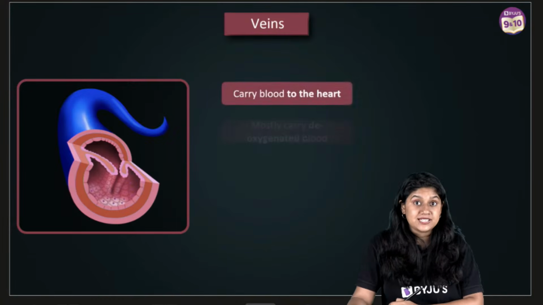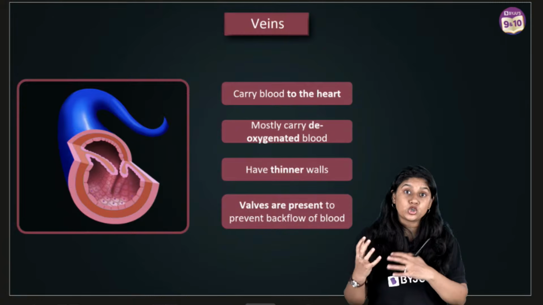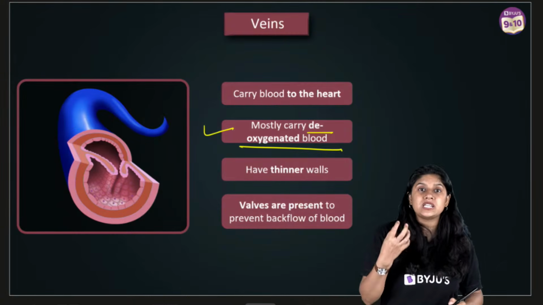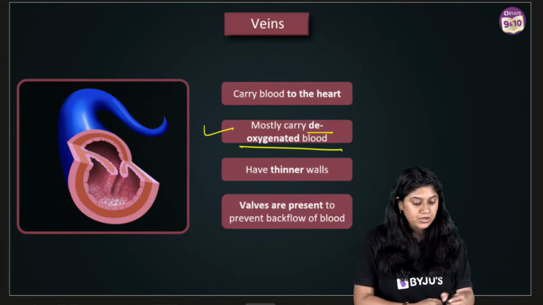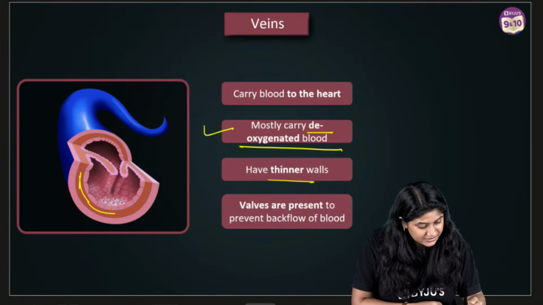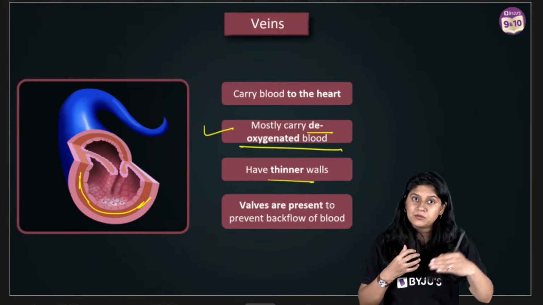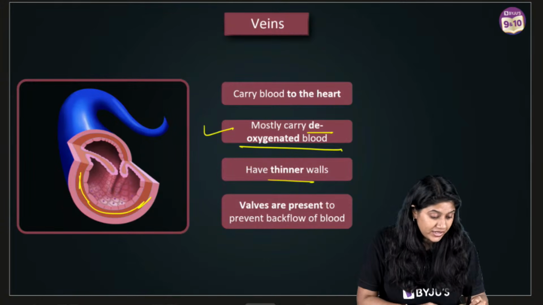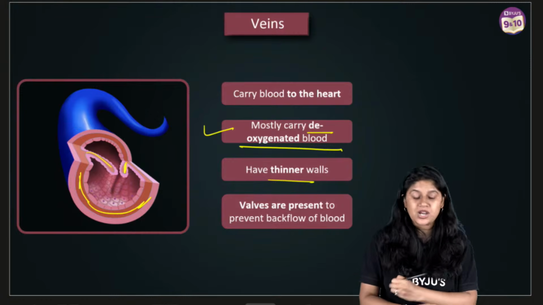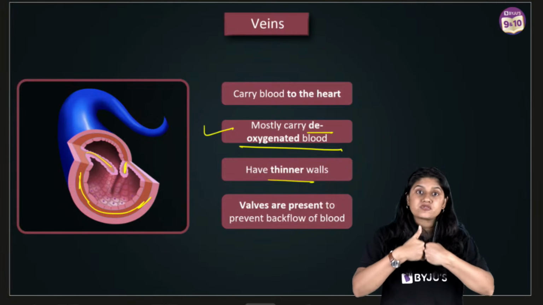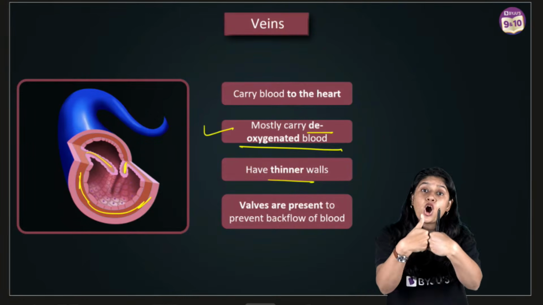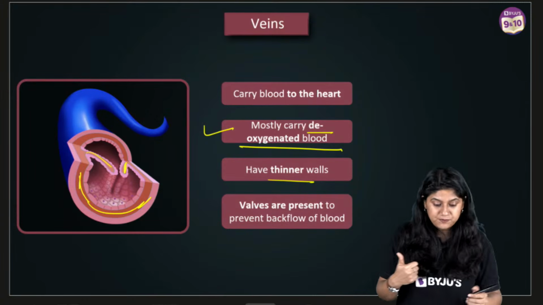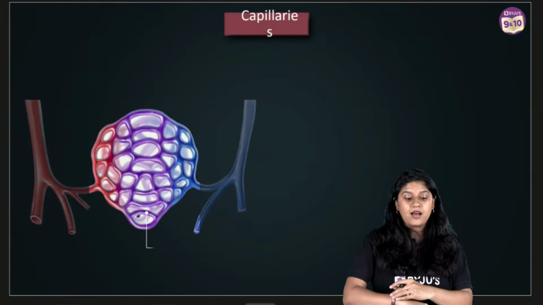Then we have veins. Now, veins carry the blood towards the heart. They carry deoxygenated blood, mostly the carbon dioxide rich blood. They have thinner walls, we can clearly see, because they are not carrying the blood at a very high pressure. But they have a very important specialized structure, which are the valves. These valves will make sure that the blood is not flowing back. So we have arteries, we have veins. The last one we have is the capillaries.